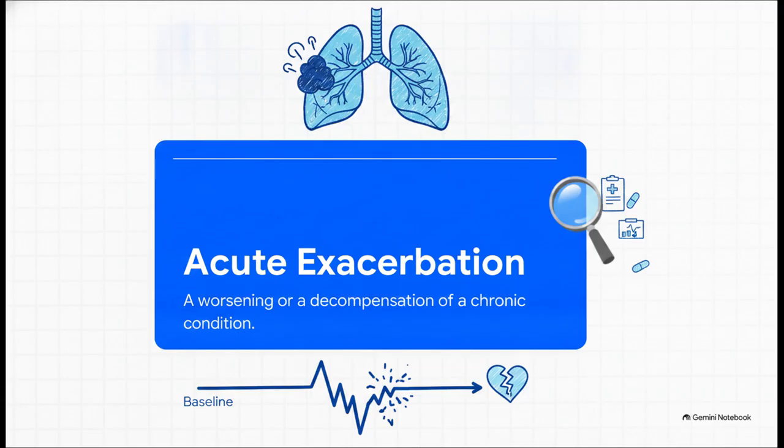An acute exacerbation is defined exactly as a worsening or a decompensation of a chronic condition. The absolute key word to lock onto here is decompensation. It is fundamentally an internal worsening of the patient's baseline state.